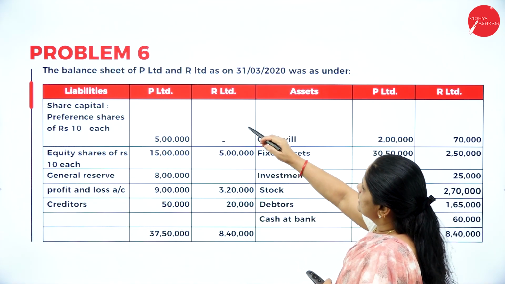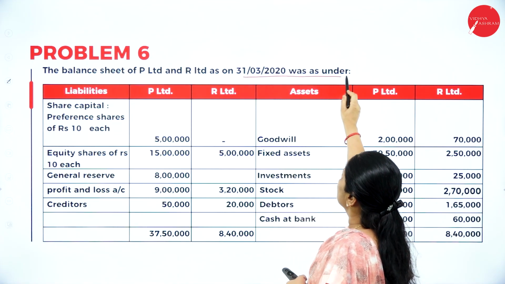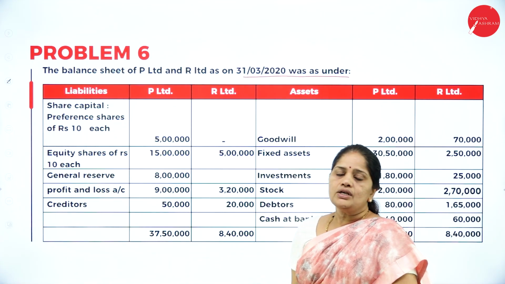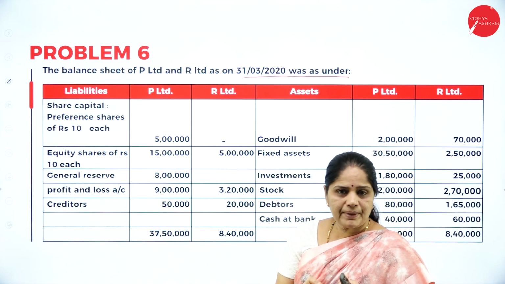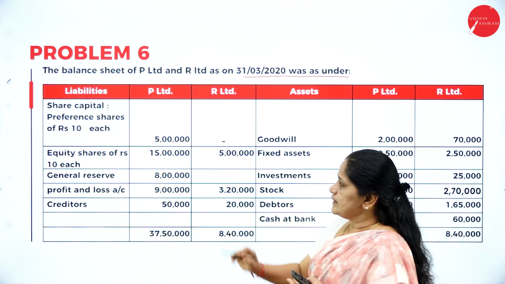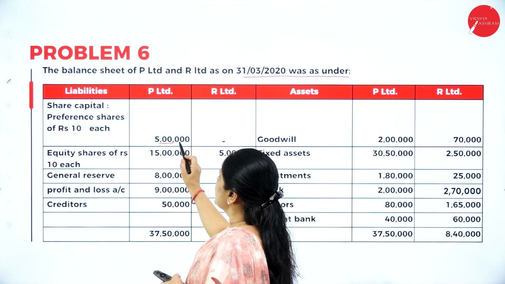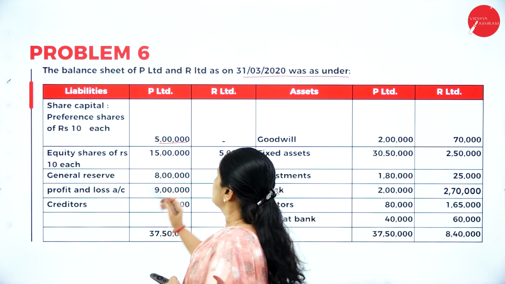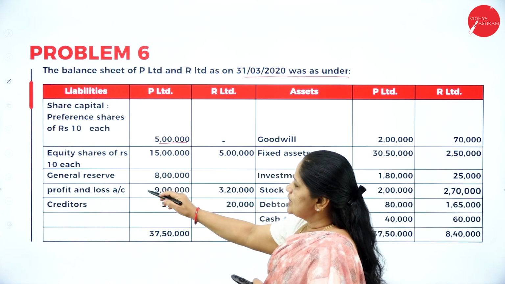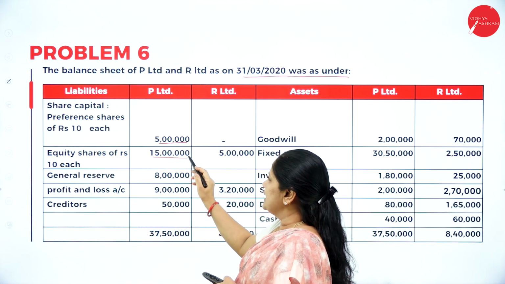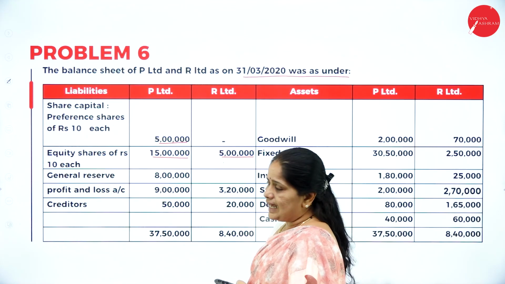Now, let us see what the problem is all about. The balance sheet of P Limited and R Limited as on 31/3/2020 was as under. They have given us the balance sheet of two companies, P Limited and R Limited. The share capital: preference shares of rupees 10 each, 5 lakhs. There are no preference shares in R Limited. Then equity shares of rupees 10 each, 15 lakhs, and in R Limited, we have 5 lakhs.